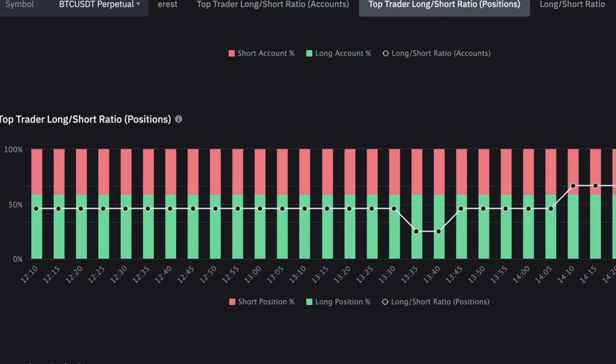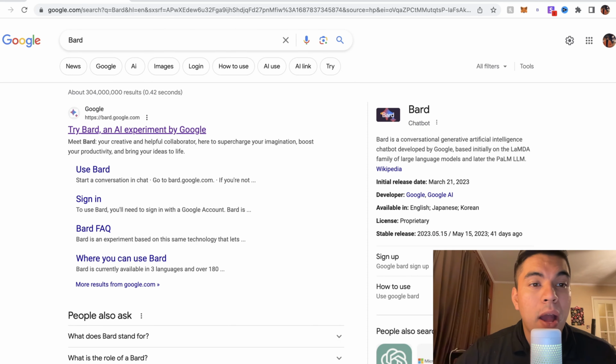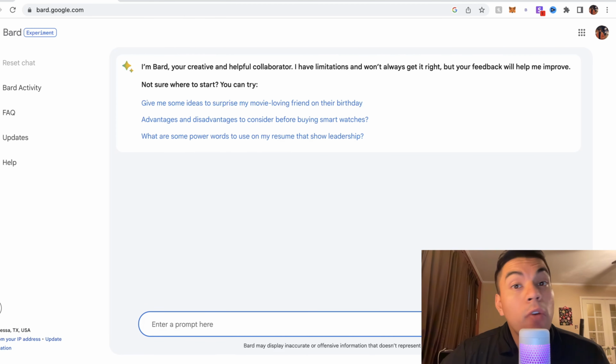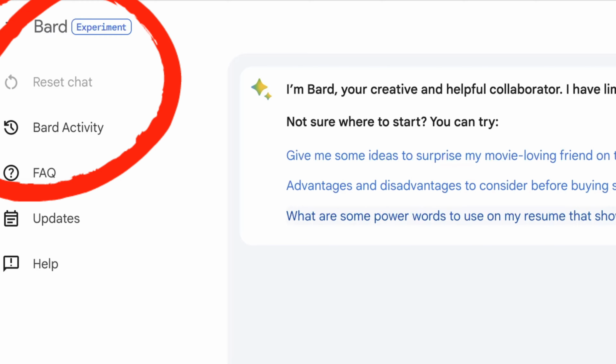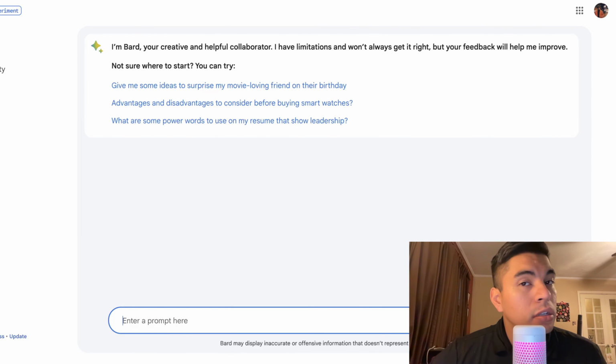So let's go ahead and open up BARD. In order to do that, let's go onto Google and type in BARD, and it should be the very first link that pops up right here. And in case you already prompted BARD in the past, you want to make sure you reset the chat every time. Otherwise, previous prompts will be left on there. So that's never a good idea, so we want to make sure you reset that.